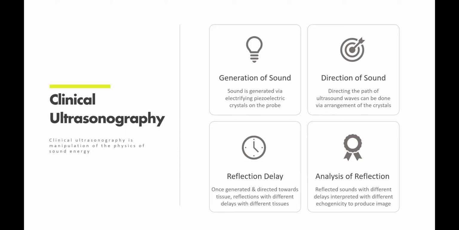Okay, so reflected sound with different delays is interpreted with different echogenicity to produce an image. So we generate the sound, we need to concentrate and direct the sound, and we need to receive the reflection delay. Because there is delay between different tissues, that's why we can see different shades of white and black and different shades of gray. Okay, so for analysis of reflection, once the reflected sound is received back by the probe, the machine will analyze it to produce an image.